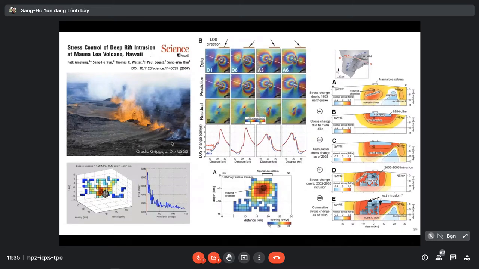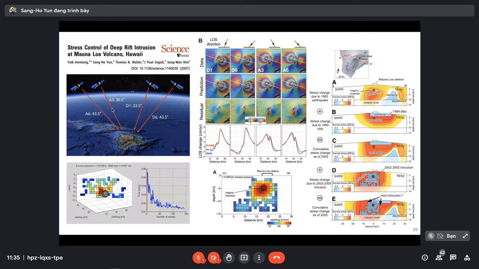One example is what I worked on many years ago about the Mauna Loa volcano in Hawaii. It's the largest volcano on Earth. This volcano was observed by this radar satellite from four different angles. These are the interferometric phases, or interferograms, so these are observations from satellites. Using an arbitrary dike and spherical magma source model, we made a prediction of the ground surface. You can see that they're amazingly close to each other. This is the residual, and this is the profile of the residual, where blue is the data and red is the model. The model runs like this. At the beginning, it's a random shape of dike.